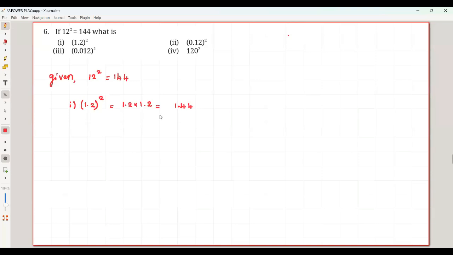Okay, so this is how you will be multiplying the decimal number. Just recall how you multiply decimal numbers: multiply as a whole number, and in the final answer, keep the decimal point. Now the second one.